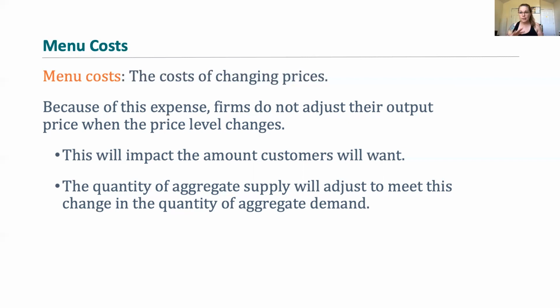Let's say the opposite happened. Price levels fall, but the firm doesn't actually change their menu. Then buying from that firm now seems relatively more expensive. So consumers want to buy less. So the quantity of aggregate supply will fall to account for the fall in demand. And in the short run, the quantity of aggregate supply would move to the left.